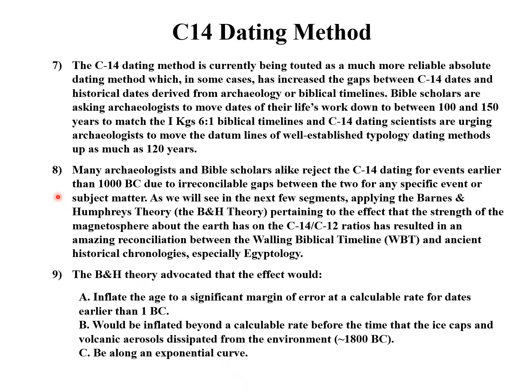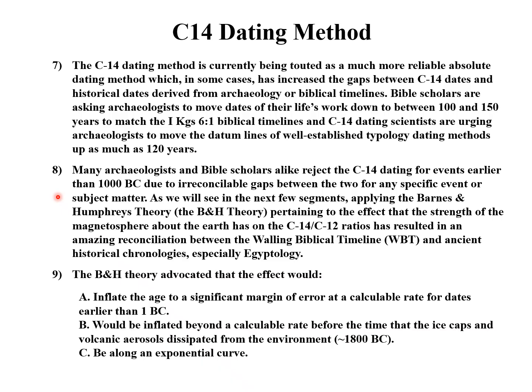As we see in the next few segments, applying the B&H theory pertaining to the effect that the strength of the magnetosphere about the Earth has on carbon-14 ratios has resulted in an amazing reconciliation between the well-established biblical timeline and ancient historical chronologies, and especially Egyptology. So we took the B&H theory, especially in regards to the magnetosphere and its effect on carbon-14 dating.